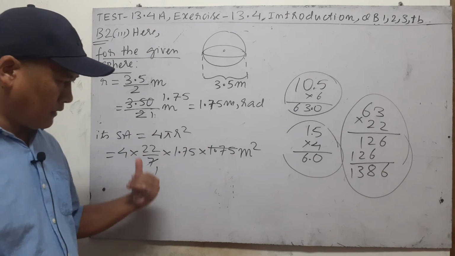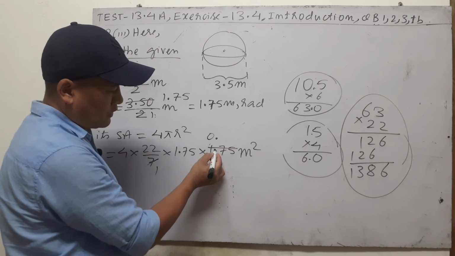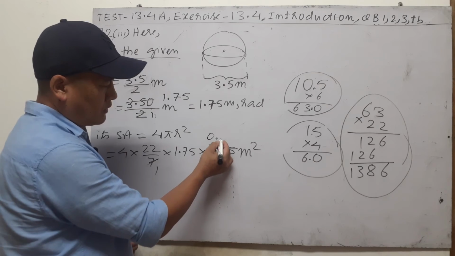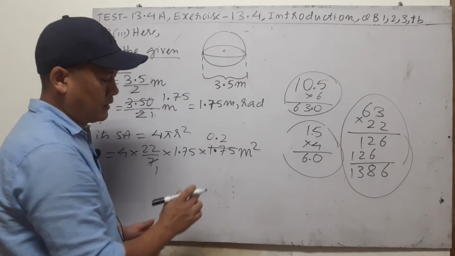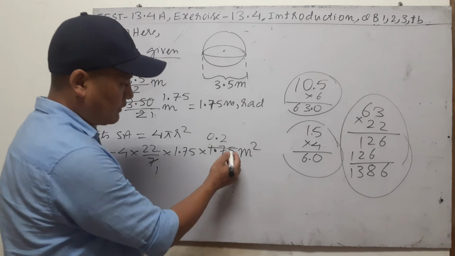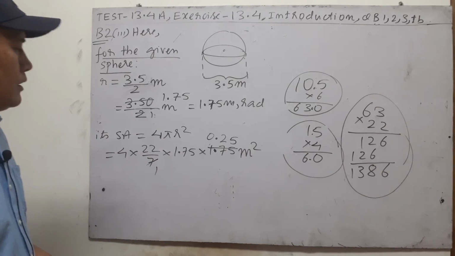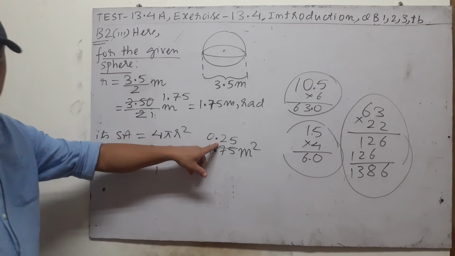So 1 is lesser than 7. Therefore, you put 0 first. Then 1 will jump to the right of this point and combine with 7. 17. So 7 2s are 14. 15, 16, 17. 3 remainder. The 3 will go to the left of 5, become 35. 7 5s are 35. Now forget about the decimal for one time.